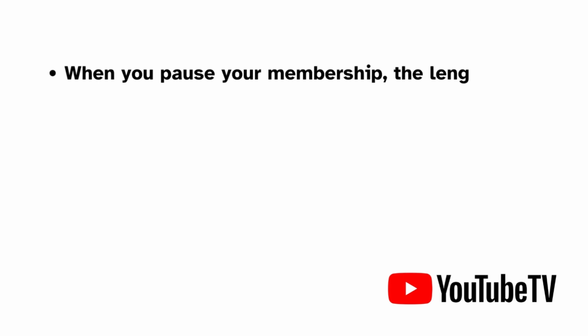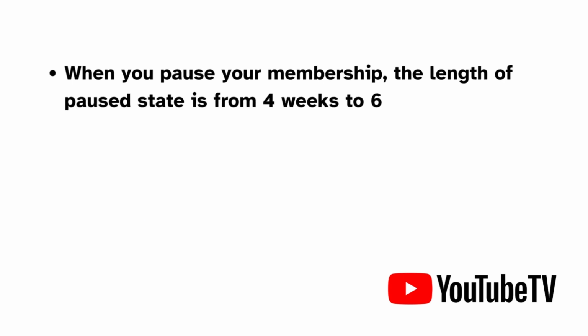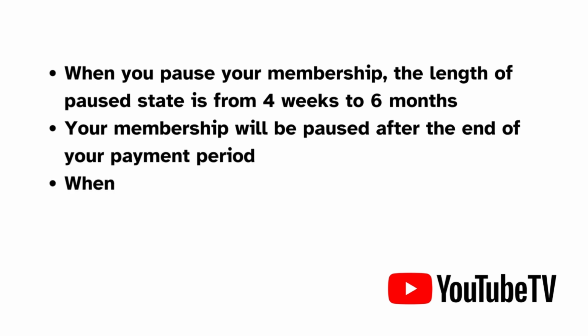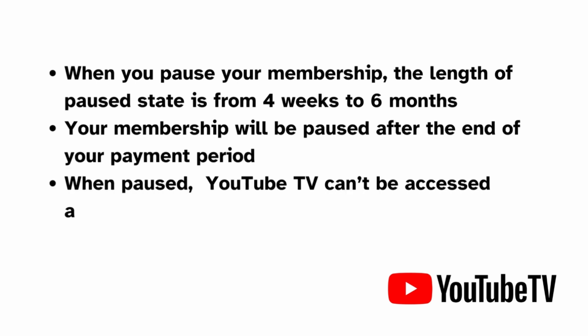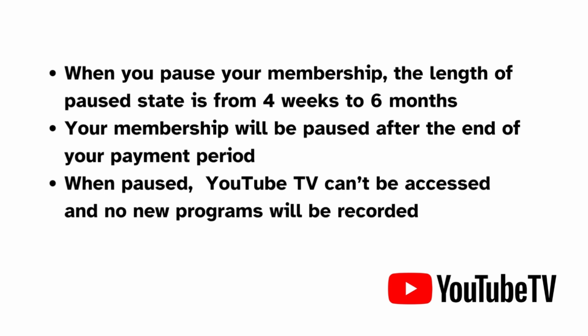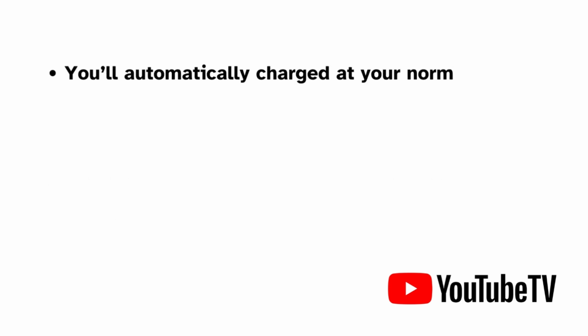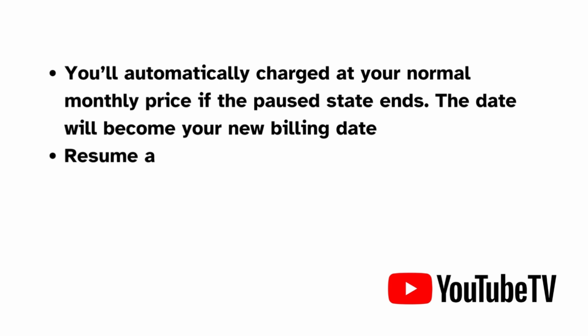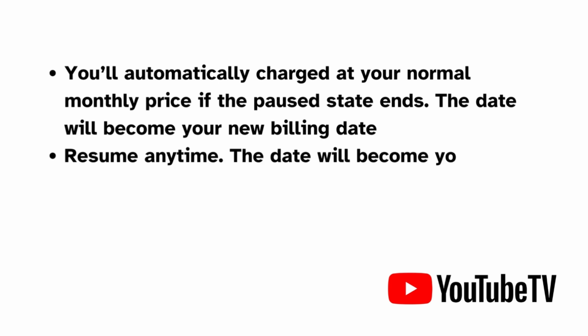Similarly to your Android device, when you pause your membership, the length of the pause is from 4 weeks to 6 months. Your membership will be paused after the end of your payment period. When paused, YouTube TV cannot be accessed and no new programs will be recorded. You'll then automatically be charged at your normal monthly price when the pause ends and the date will become your new billing date. You can resume anytime and the date will become your new billing date.